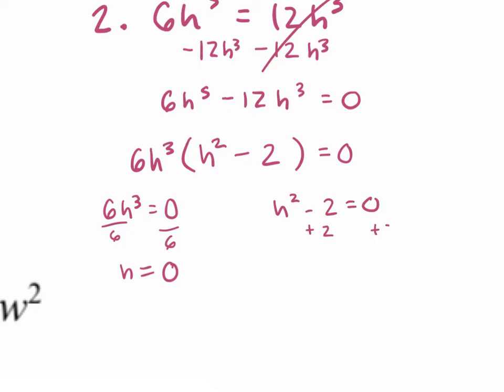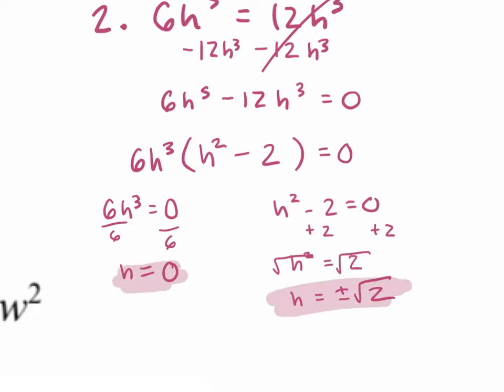Add 2. h squared is equal to 2. Take the square root. So h is equal to what? Plus or minus square root of 2. Can't forget that plus or minus. So these are our 3 answers here. We have h is equal to 0 and h is equal to positive square root 2 and negative square root 2. Any questions?